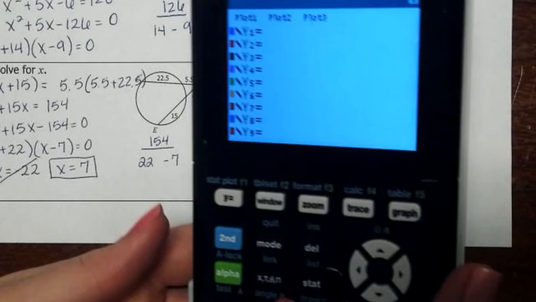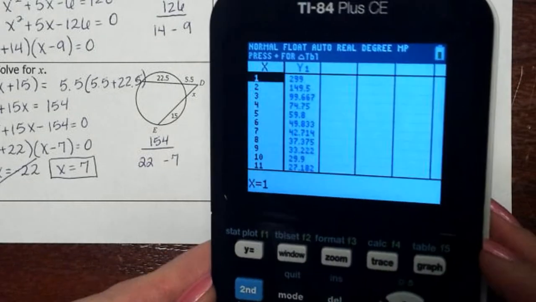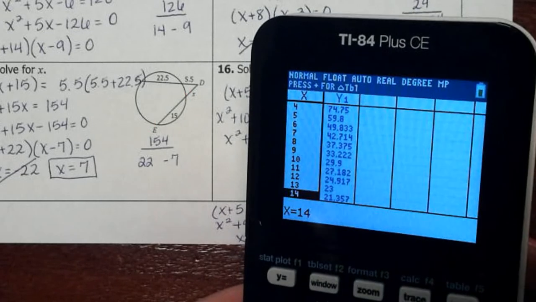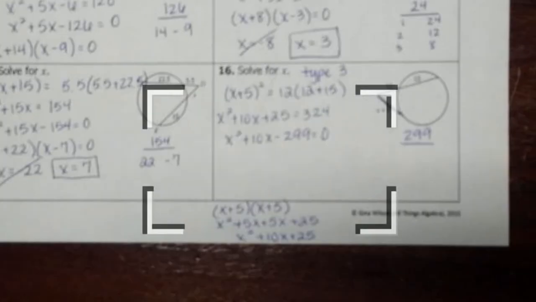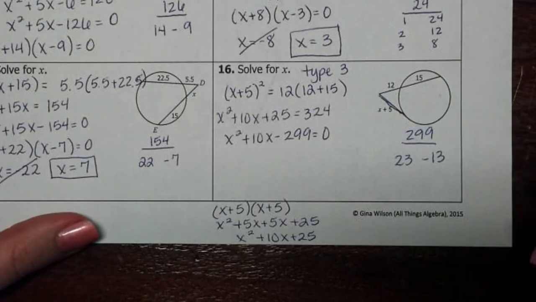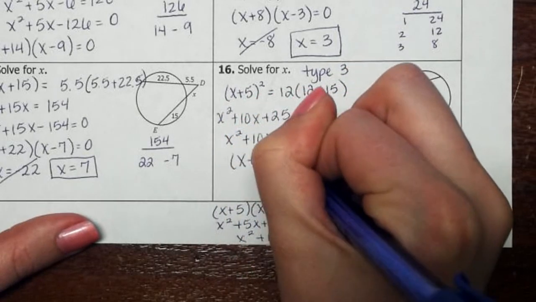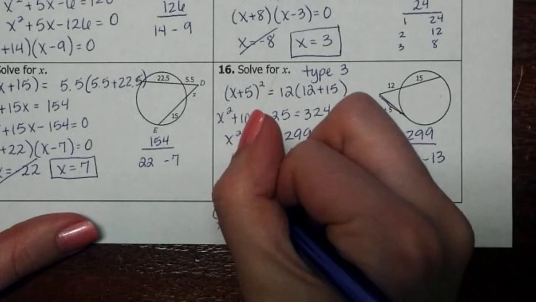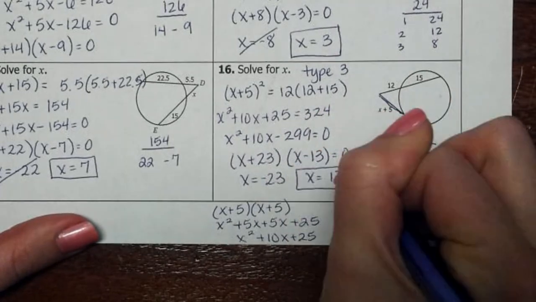So 299 divided by x, second graph. Skipping all the decimals, there's quite a few there. What about 13 and 23? Those will subtract to give me 10. So 23 minus 13. So I'm going to have x plus 23 and x minus 13. That's going to be equal to 0. Once you start solving it, you get negative 23 and a positive 13. So that's got to be the answer. This cannot.